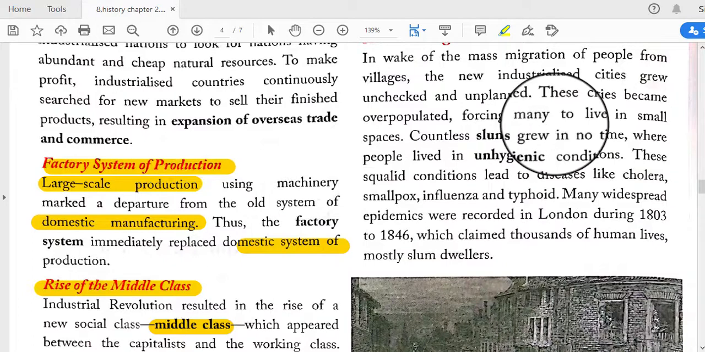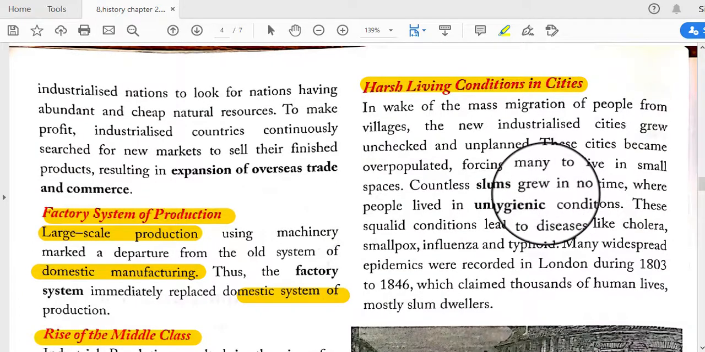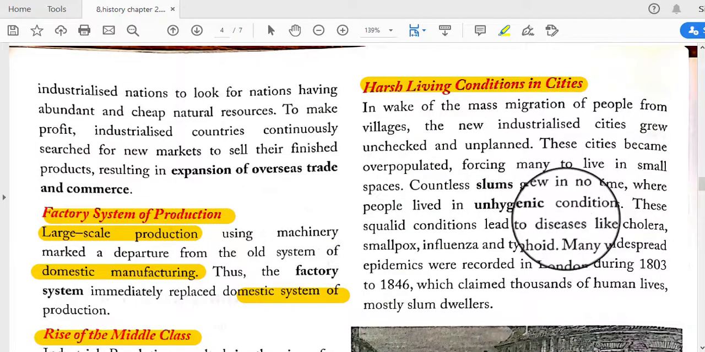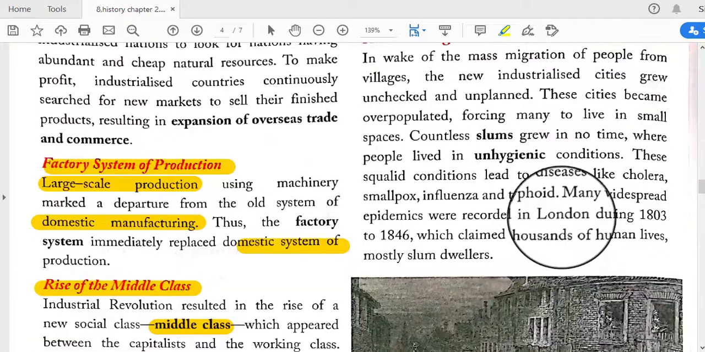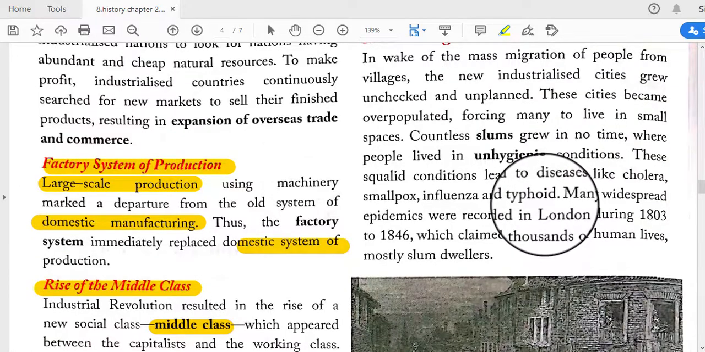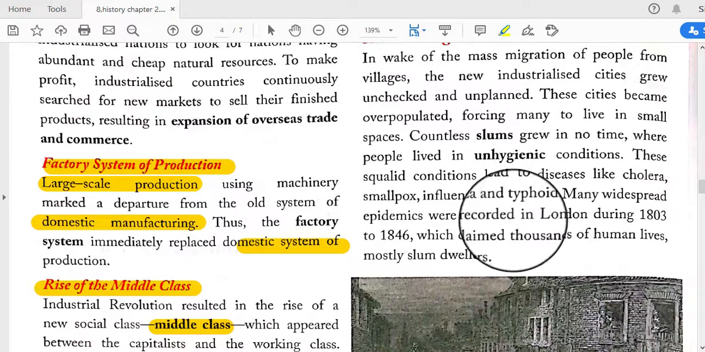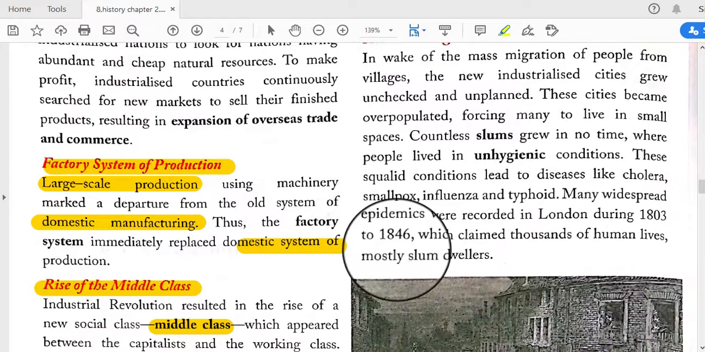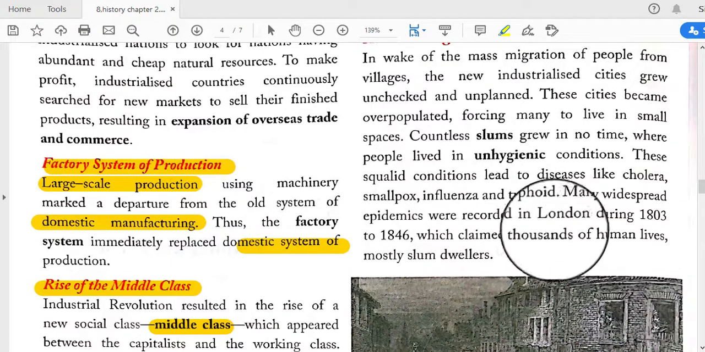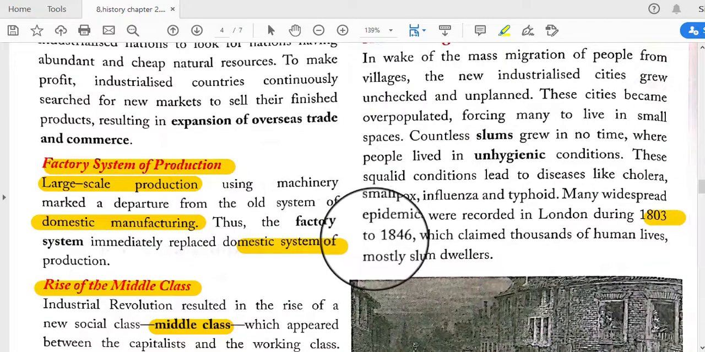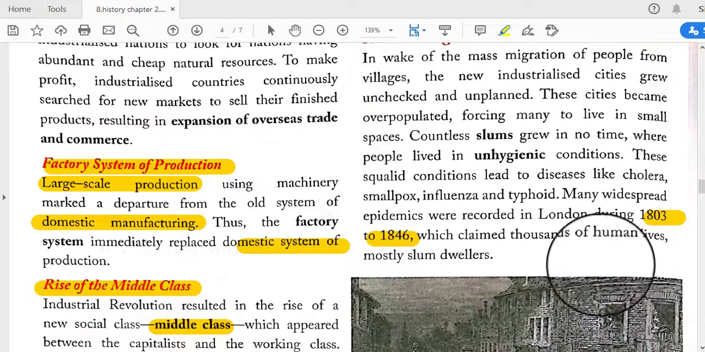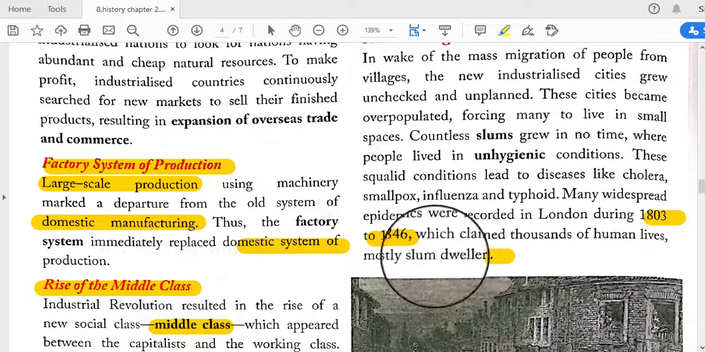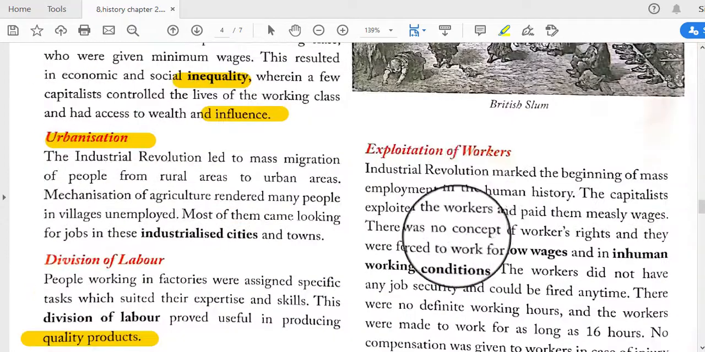So when lots of people gather in cities, unhygienic conditions develop, and in this way diseases also spread, like cholera, smallpox, influenza and typhoid, and many widespread epidemics were recorded in London during 1803 to 1846, which claimed thousands of human lives, mostly slum dwellers.